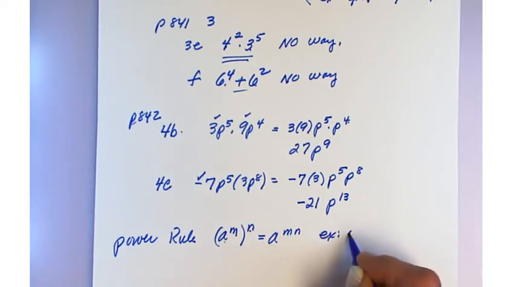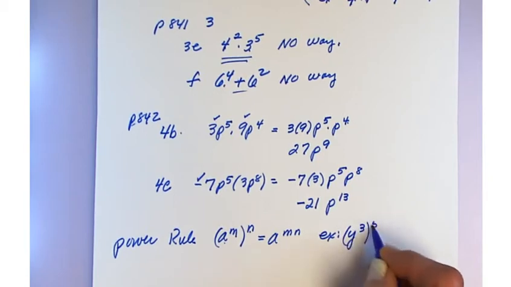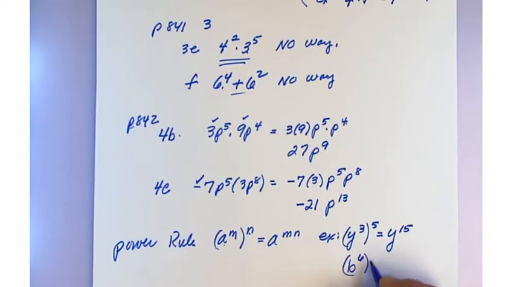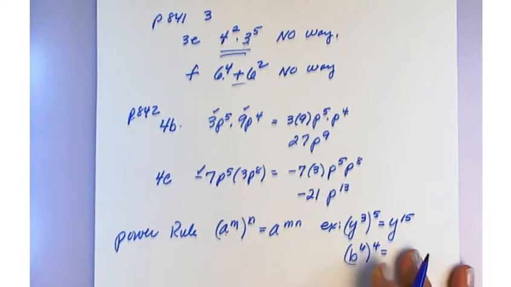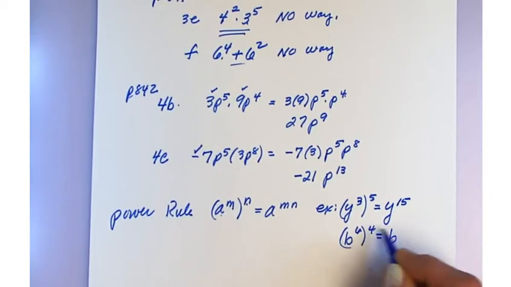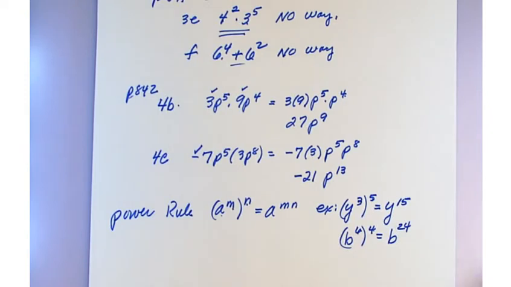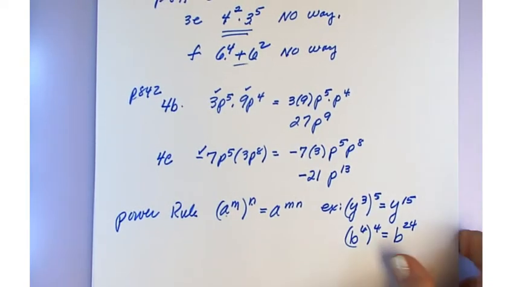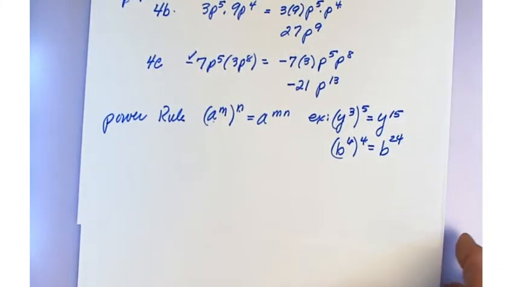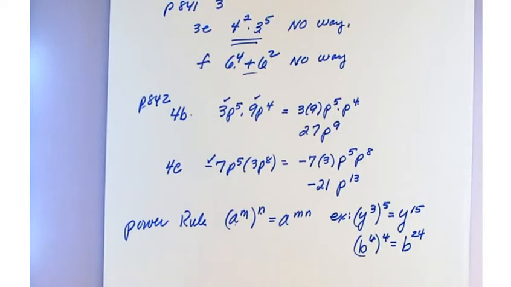Example, y cubed all to the 5th power. 3 times 5 is 15, and my answer is y to the 15. Look at b to the 6th, all raised to the 4 power. I'm going to multiply 4 times 6, and I get b to the 24. Likewise, with the power rule, we can have coefficients as well.